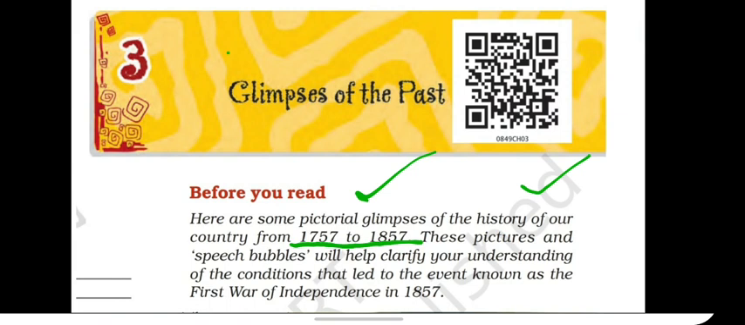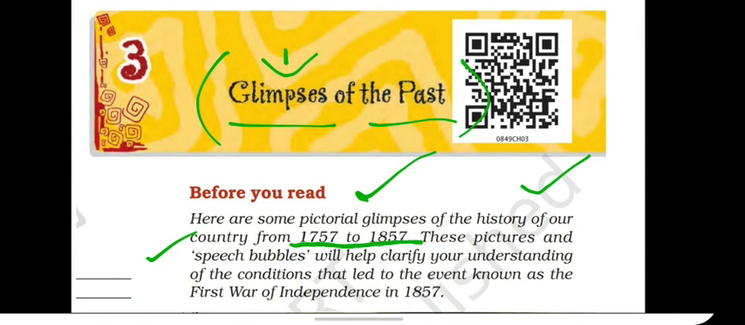The name of the lesson is Glimpses of the Past. Glimpses means taking a quick look, looking at something quickly. And here we are looking at the past of India, looking at the history of India very quickly. So we call it Glimpses of the Past. All of the lesson is on pictures, and there will be some speech bubbles. If you carefully observe the pictures, it will allow you to understand the concept more clearly and more properly.